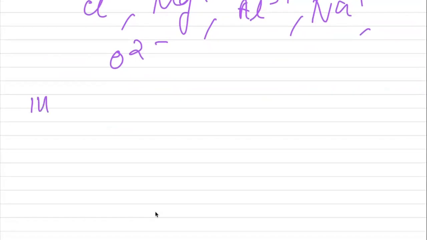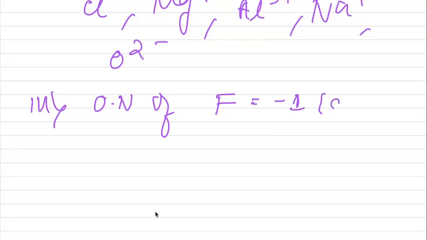Rule 3. These are the things you have to remember, otherwise you cannot calculate the oxidation number. And if you don't know how to calculate the oxidation number, you cannot do the balancing. Redox reactions you cannot balance. So oxidation number is very important for that. See, the oxidation number of fluorine will always be -1.